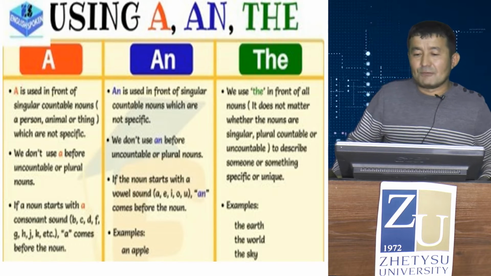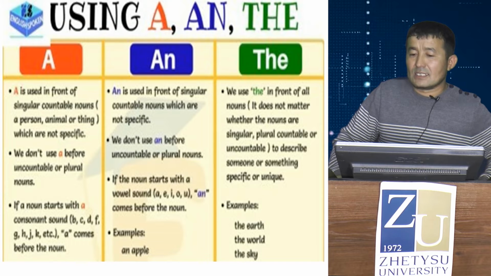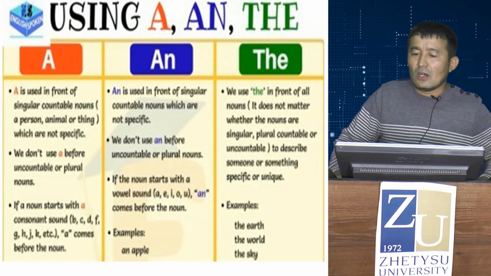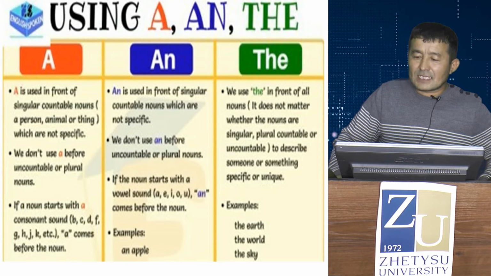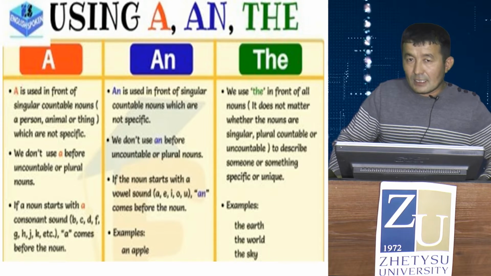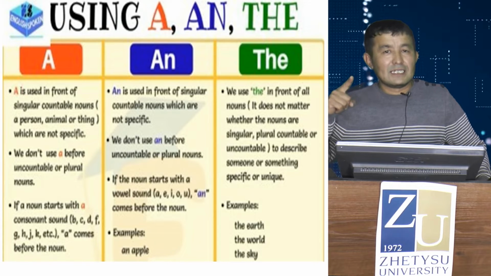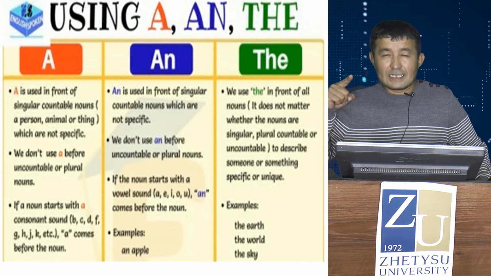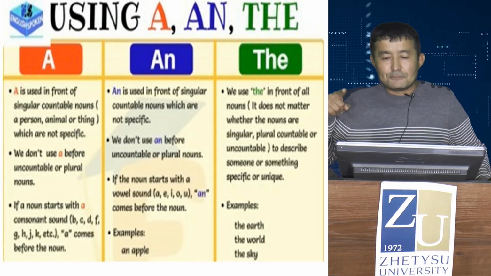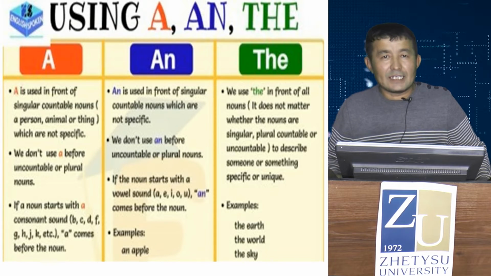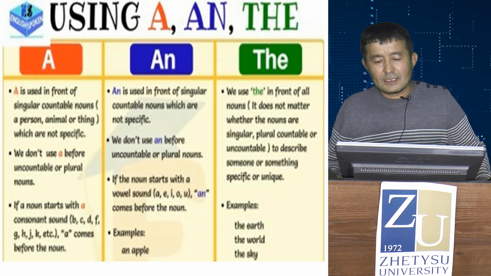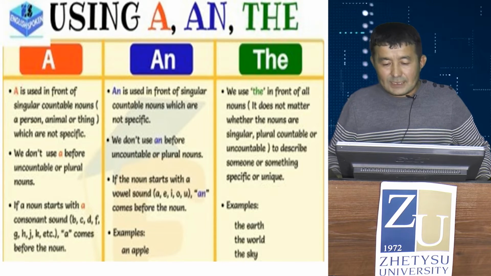So when do we use the? We use the in front of all nouns. It doesn't matter whether the nouns are singular, plural, countable, or uncountable, to describe someone or something specific. We use the with specific things. Maybe it is a countable noun, maybe it is an uncountable noun, maybe it is a plural noun, maybe it is a singular noun. We can use the with all specific nouns. Okay, for example, the earth, the world, the sky.